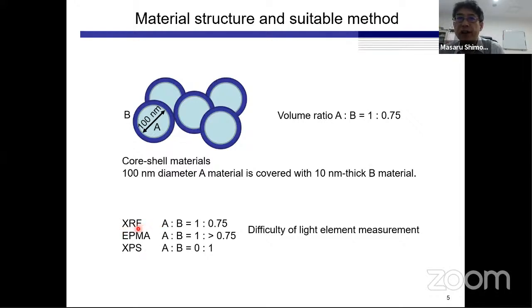If we use XRF, the X-ray can penetrate the material fully, and the fluorescent X-ray also can penetrate all of the sample. So the detecting ratio is the same as the material as it is. But if we use EPMA, the B ratio is increased because of the detecting depth. And in the case of XPS, we cannot detect the A element because of the surface sensitivity. If there is a 10 nanometer thick B material, we always observe the B material only.